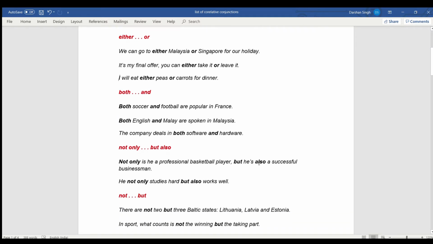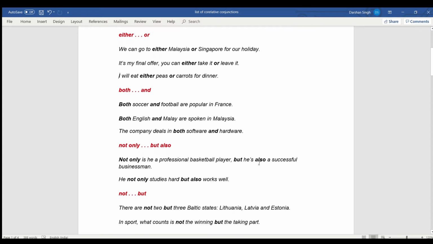So next correlative conjunctions are both and. So both soccer and football are popular in France. Both English and Malay are spoken in Malaysia. The company deals in both software and hardware. So when you want to say about two things that both are done or both are used, you will use this conjunction.